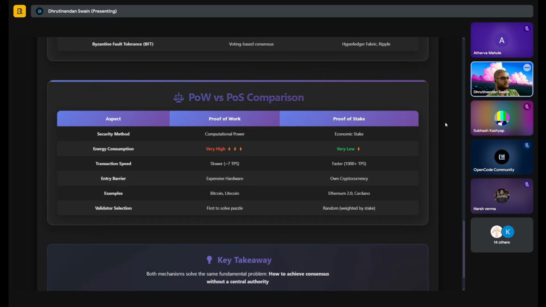As someone asked, security method: computational power versus economic stake. In proof of work, as I said, miners. You must have heard the news that crypto miners are buying multiple GPUs and GPU rigs. What's the reason behind that? It's because they want to increase their computational power so that they stand ahead of someone else. This is why the security method here is computational power. And in proof of stake, as the selection of the lead validator heavily depends upon the amount you have staked, economic stake is the security method.